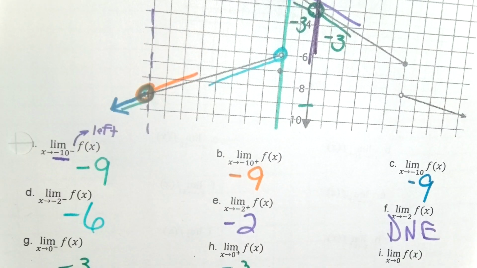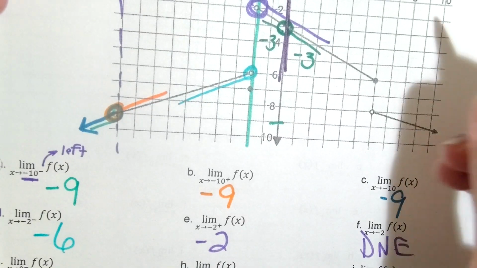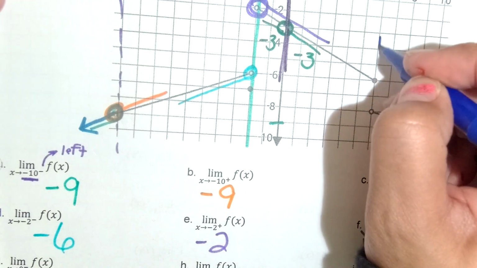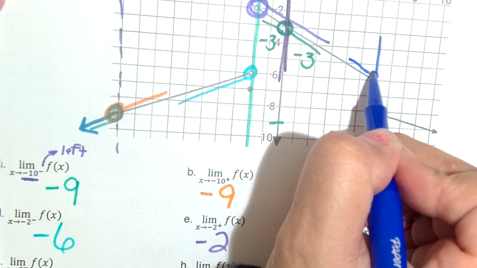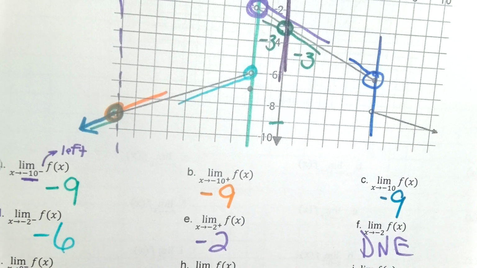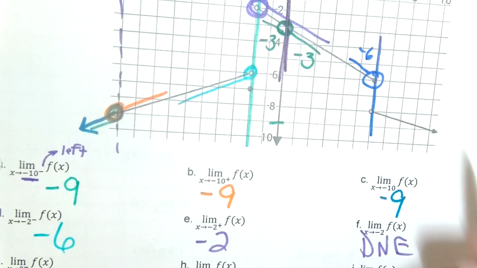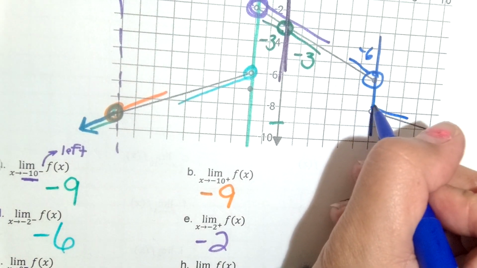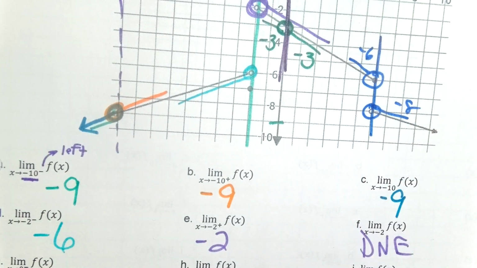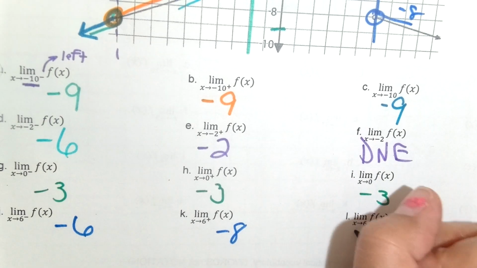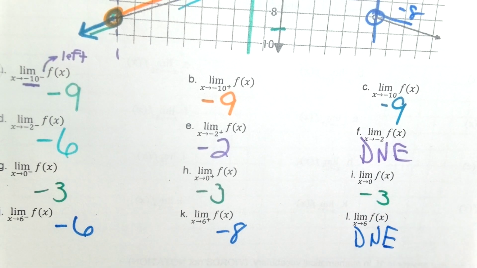Did I go too fast? Are we sure? A lot of us are shaking our head no. Okay, so now I'm going to do 6. That's the next one, right? I'm going to the left. That's negative 6. I'm going to go from the right. That's negative 8. Are the numbers the same? No. So what's that mean about the limit? Does not exist. Questions?